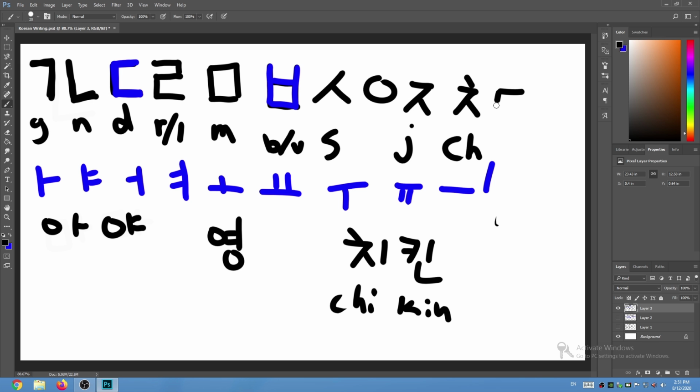Next one is the tigut. And this one has a T sound. So target, ticket, T is T. And it looks like the English E. But don't get it confused.